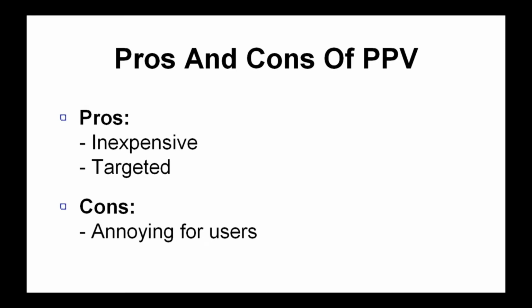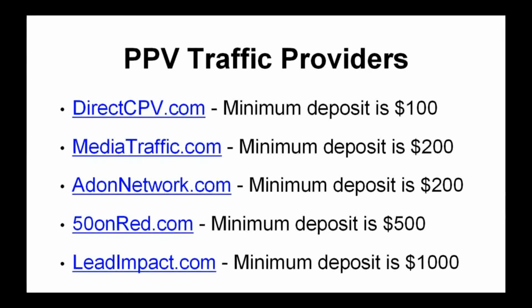Now let's get into PPV traffic providers. There are many PPV traffic providers on the internet, but I recommend you use these providers. Direct CPV is requiring low deposit compared to the other networks, so you can start testing without risk. Direct CPV is focused on the internet marketing niche. So if you have an offer in the internet marketing niche, you have to test Direct CPV. They require only a $100 deposit to join. Media Traffic is another PPV provider, and it requires at least $200 to join. Add-on Network, on the other hand, is similar to Media Traffic. You have to deposit $200 to join.